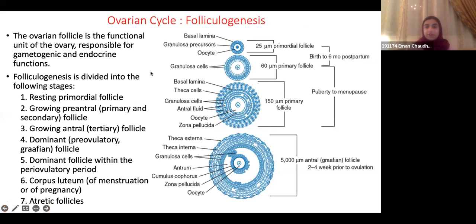Okay, so folliculogenesis. This is probably the main chunk of the lecture. It's like the heaviest part. If you guys are confused about anything, please just ask, okay? But basically, it's divided into different stages.